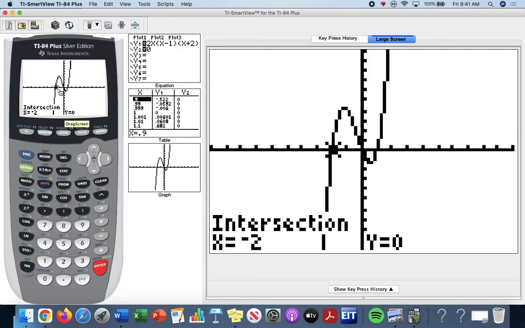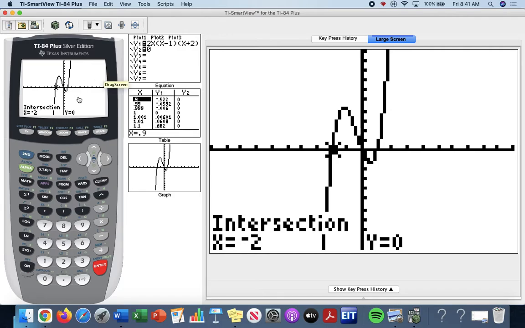So that's -2. This value right here, you can do the intersection feature again, you'll see is exactly 0. And then this last one here, that value is x equals 1. And I could tell by the equation because it's factored. But if you want to do it with the calculator, that's the way you would do it.